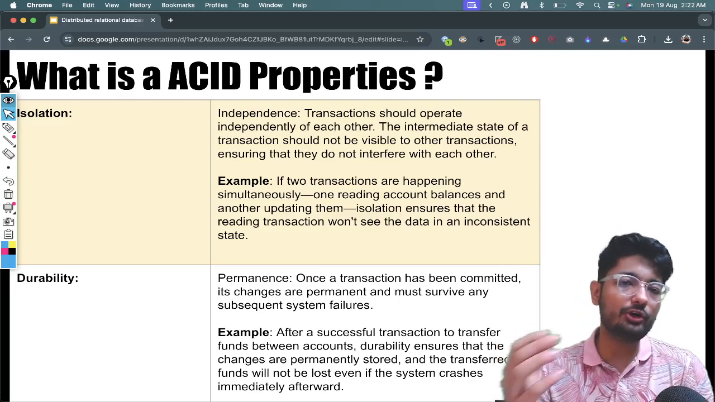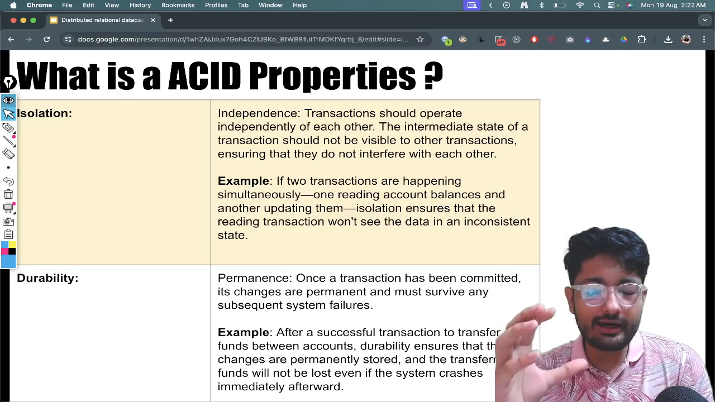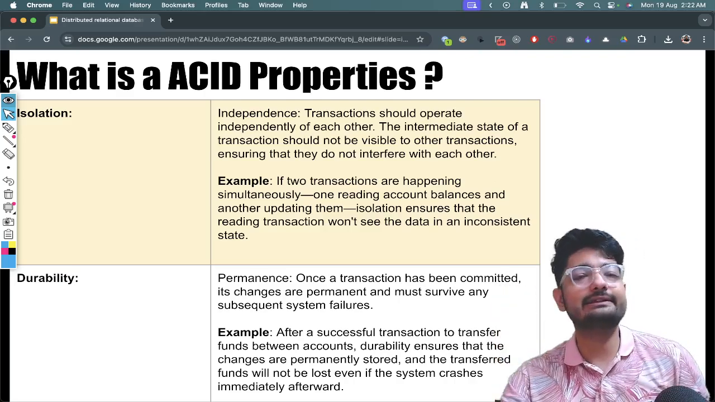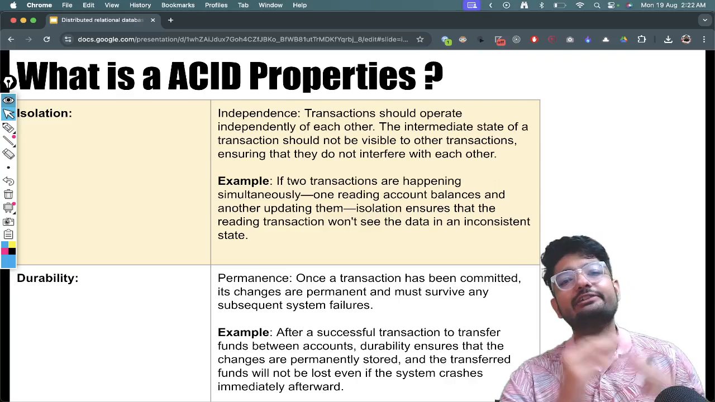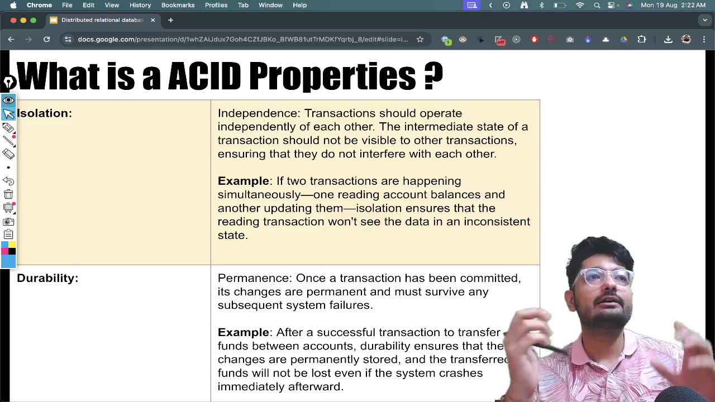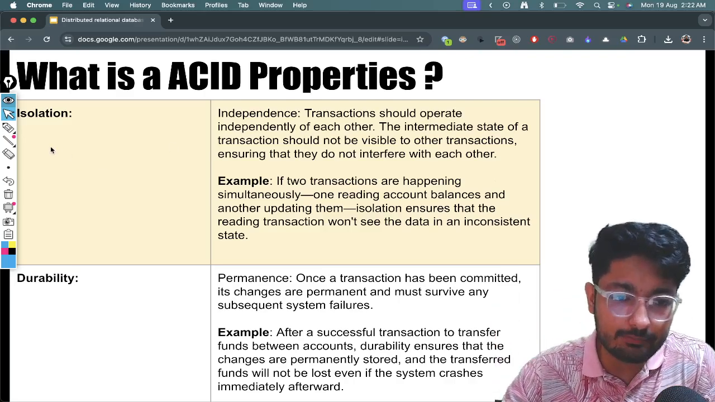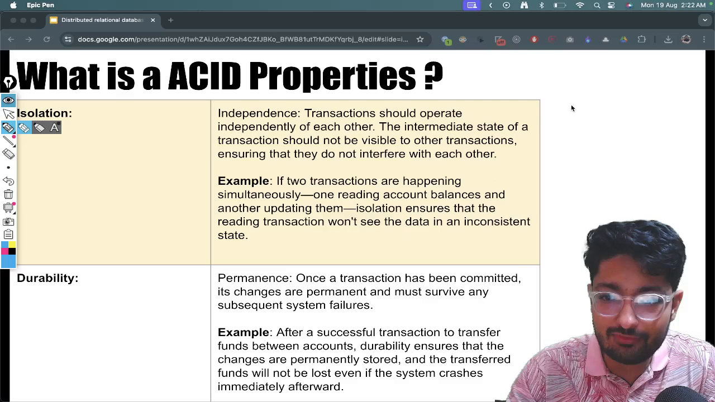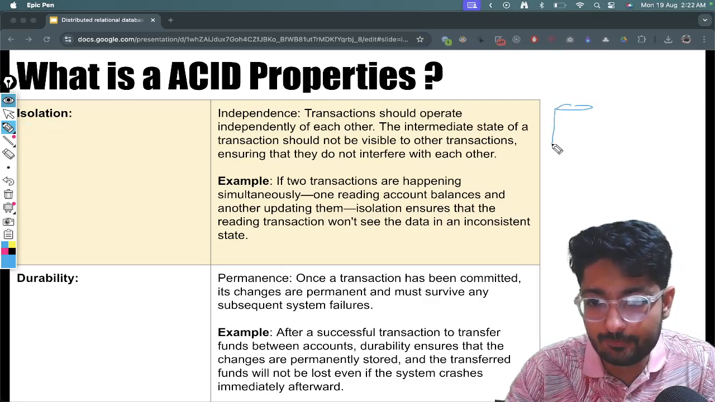But as I've told you, these are all followed when you have a single instance. But let's say you have a distributed system, with two different instances. Let me give you an example. Let's say you have one server with one SQL database. It has some data, let's say data one.